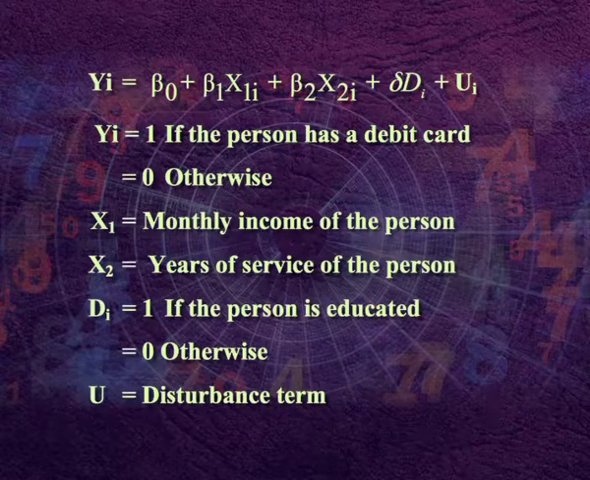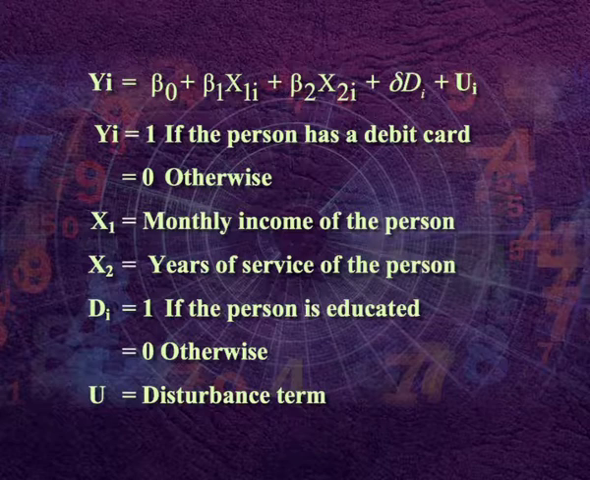Number 2, yi equal to beta 0 plus beta 1 x1i plus beta 2 x2i plus delta di plus ui. Here, y means whether a person is having debit card or not. yi equal to 1 if the person has a debit card, 0 otherwise. x1 equal to monthly income of the person, x2 equal to years of service of the person, di equal to 1 if the person is educated and 0 otherwise. Same, u equal to disturbance term. Here also we have one dummy dependent variable, two independent explanatory variables and one independent dummy variable.